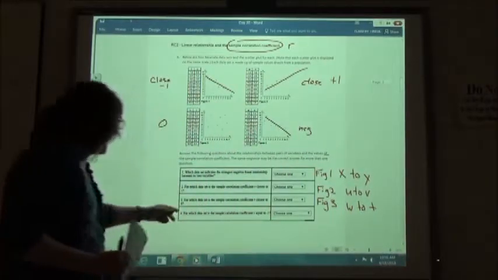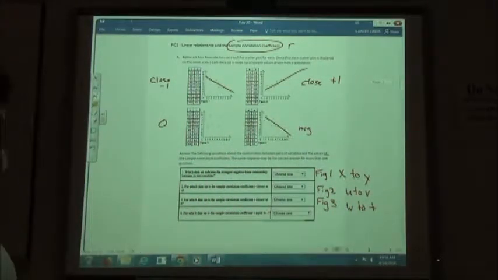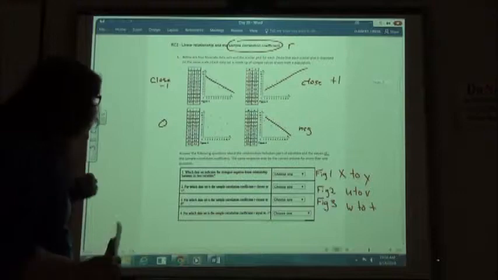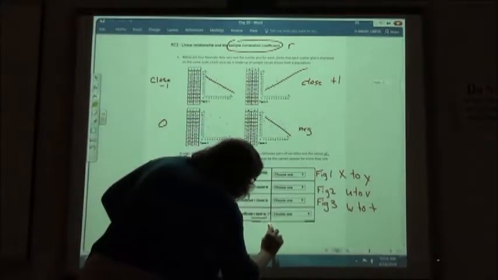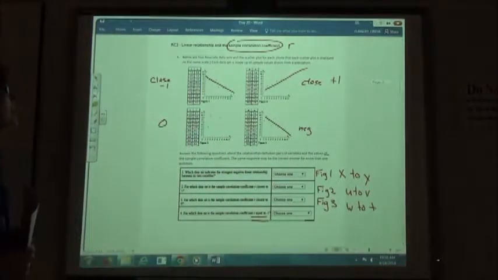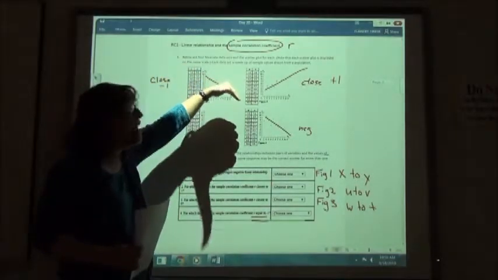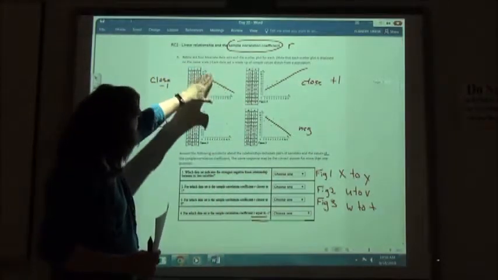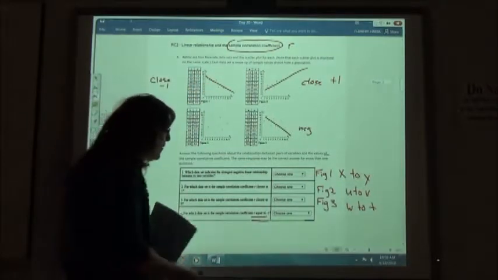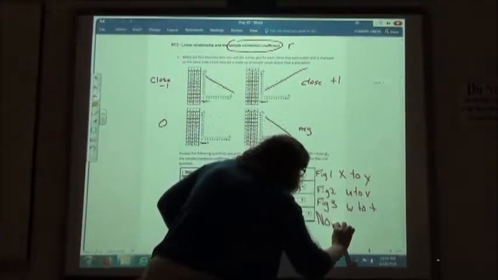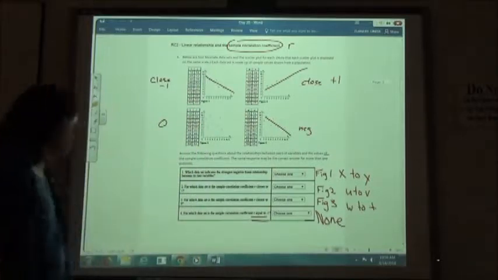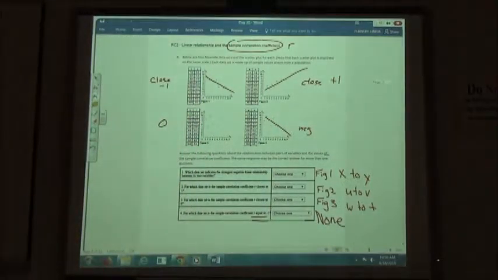And on this one it says, for which data set is the sample coefficient r equal to -1? If it was equal to -1, all my dots would have to be exactly straight on my line. In this case, it's close to -1, but not equal to -1. So my choice here is that none of them fit that answer. There are none that are exactly equal to -1.